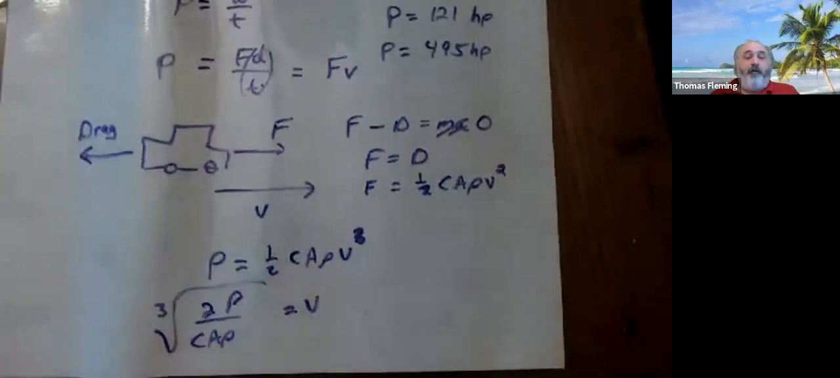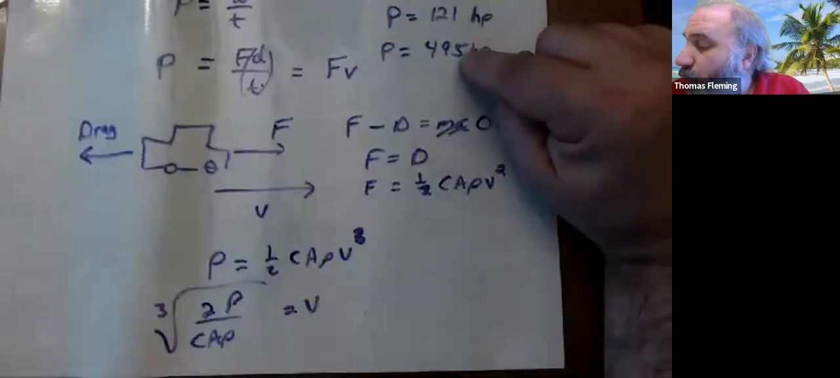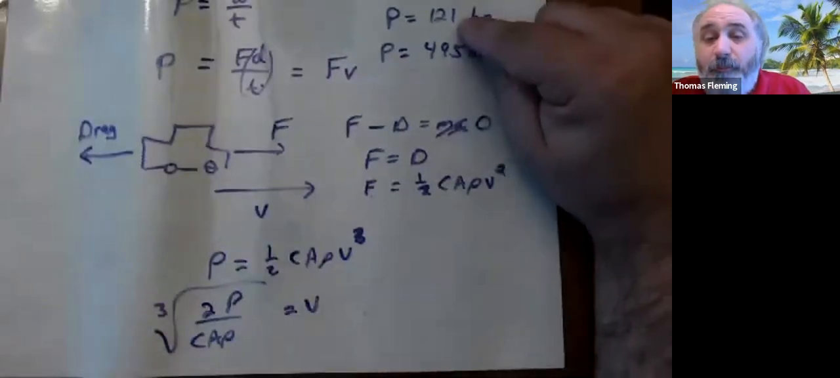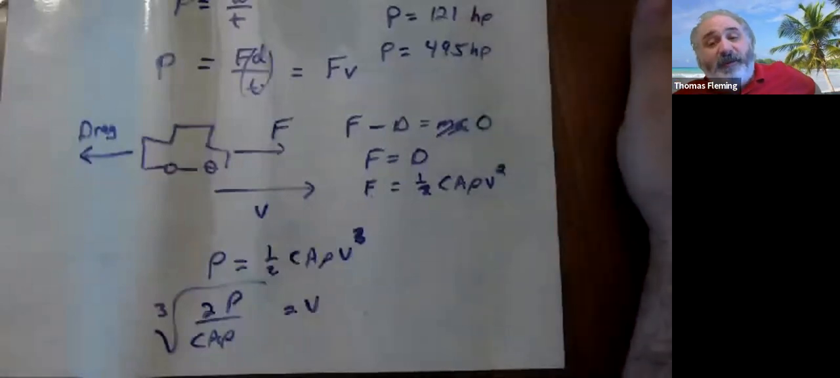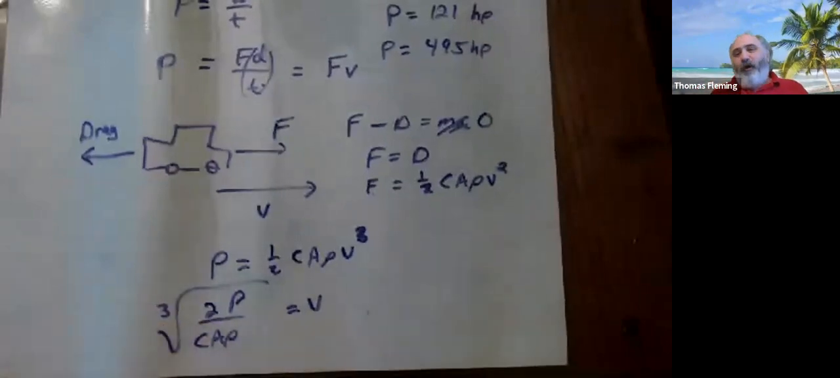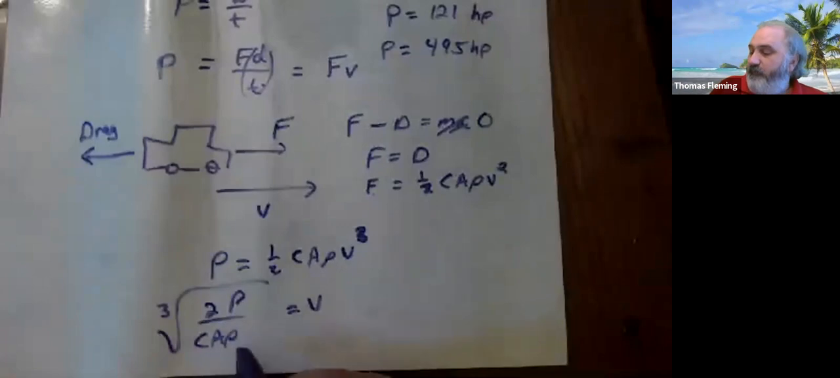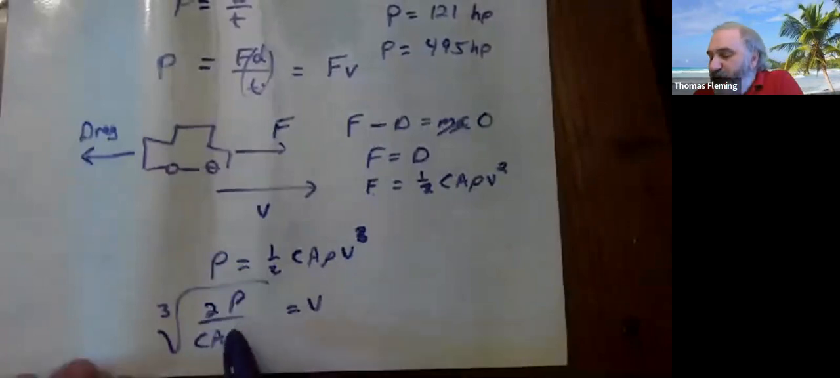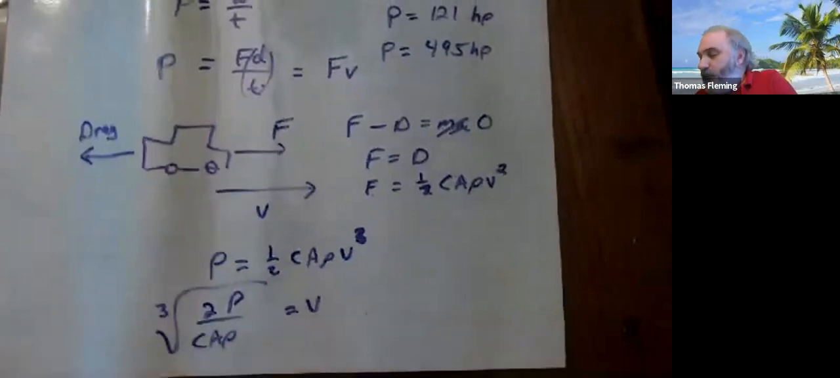So 2 times P divided by C A rho, cube rooted, that's going to be the top speed of my car. So notice what's going to happen is, even though the Corvette has more than double, heck, it has more than triple my horsepower, it's not going to be able to go triple my speed, because I'm going to have to cube root that. The density of air is going to be the same for both cars. The area is going to maybe be different. The coefficient of drag is going to be different, because that's how aerodynamic the cars are. But even if we assume these are the same, the horsepower alone is going to account for a difference.